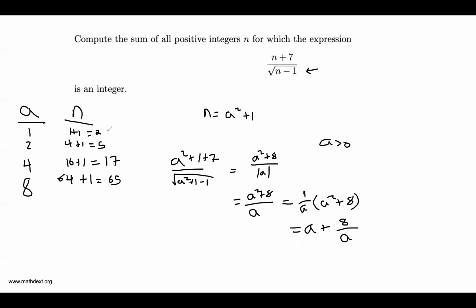And if you sum up all of these possible values for n, you get 2 plus 5 plus 17 plus 65 is equal to 89. And this is our final answer, so we are done.